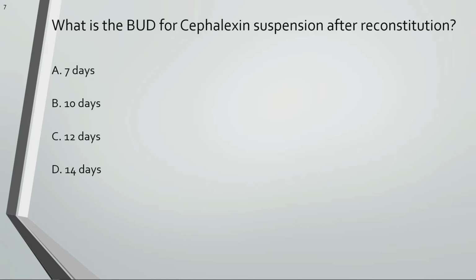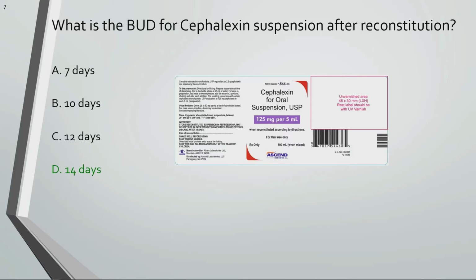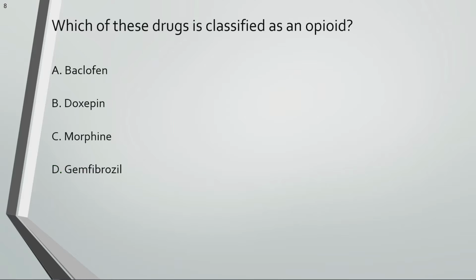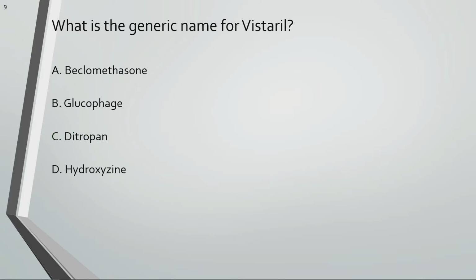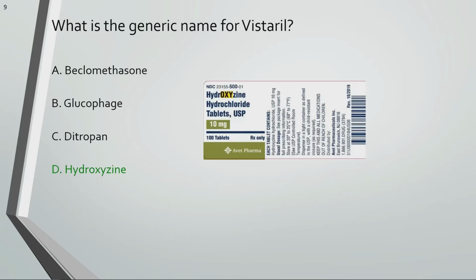What is the beyond use date for cephalexin suspension after reconstitution? Cephalexin suspension should be used within 14 days after reconstitution and should be refrigerated as well. Which of these drugs is classified as an opioid? Morphine is classified as an opioid, baclofen is a muscle relaxant, doxepin is a tricyclic antidepressant, and gemfibrozil is a fibrate antilipemic. What is the generic name for Vistaril? The generic name for Vistaril is hydroxyzine.